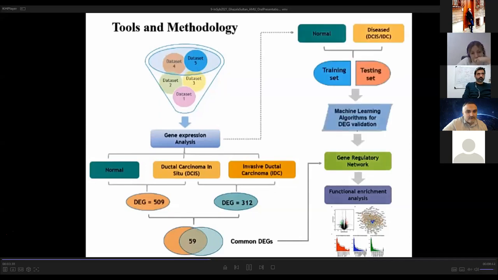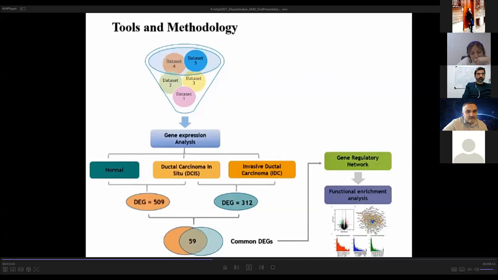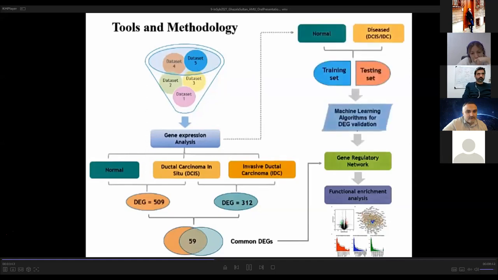Additionally, we applied machine learning algorithms to analyze the genes, to train the gene models and classify the genes based on their expression, that is, which fall in the normal sample category and which fall in the disease sample category. So based on the gene expression levels, we classified the genes into 2 different groups, normal and disease. The disease group contains the DCIS and IDC groups.